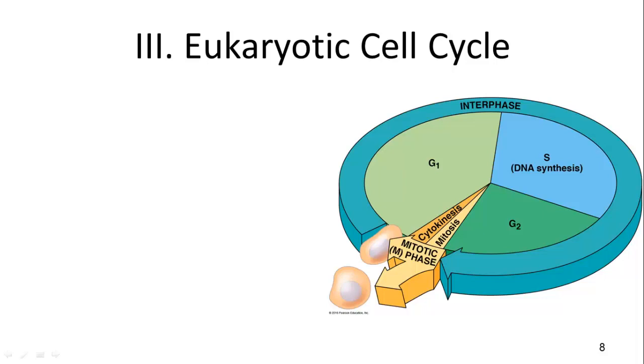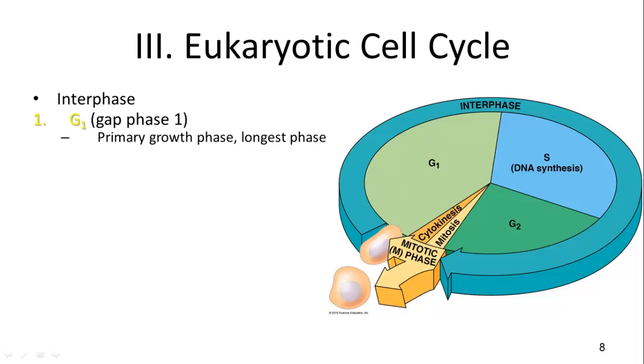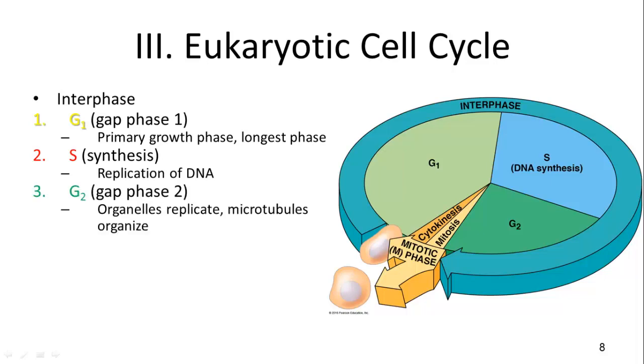Okay, so each cell goes through a series of stages in which different functions occur, and that's called the cell cycle. Interphase is where most cells spend most of their life. The first phase is called G1, or gap phase 1. The second one is synthesis, and this is where DNA replicates, or the S phase. And then the third stage is G2, or gap phase 2. This is where organelles replicate and the cell itself is getting ready to divide or make another copy of chromosomes. And that happens then in the M phase, or the mitotic phase.